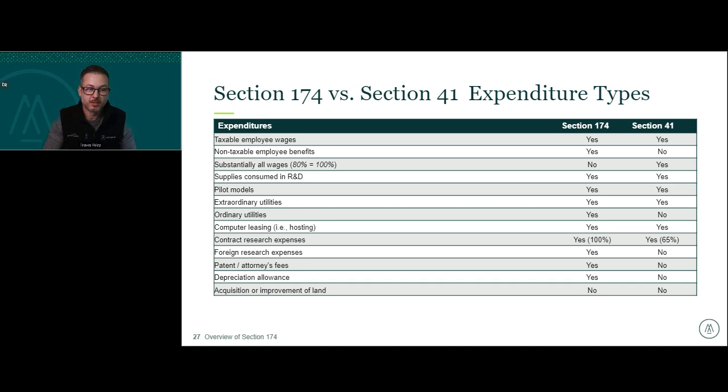Whereas in code section 174, you have to capitalize all of the employee wages, which would include their non-taxable benefits. So they're really the gross wages, even things like payroll tax or any other employee costs allocated to employee salaries. There's at least one instance where you could be including costs for the R&D credit that aren't capitalized under 174. That's the line that says substantially all wages.